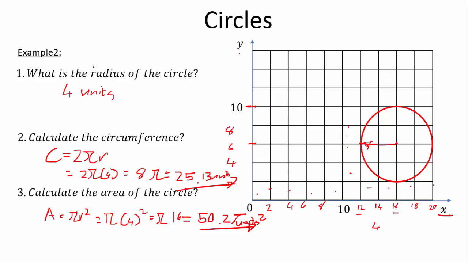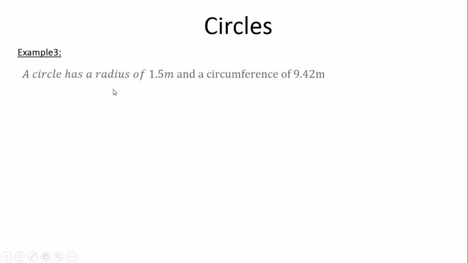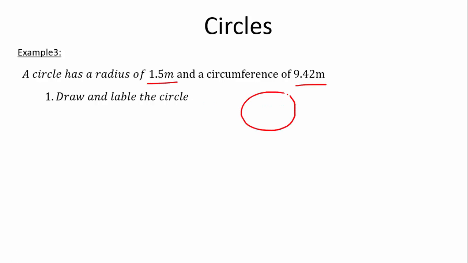Let's go on to one last example when it comes to circles. Okay, let's go into example 3. A circle has a radius of 1.5 meters and a circumference of 9.42 meters. Draw and label the circle. Okay, that's quite easy. We draw the circle. We say that that is a 1.5 meter radius. So radius is equal to 1.5 meters. Circumference, we don't need to draw it, but we just need to write circumference is 9.42 meters.